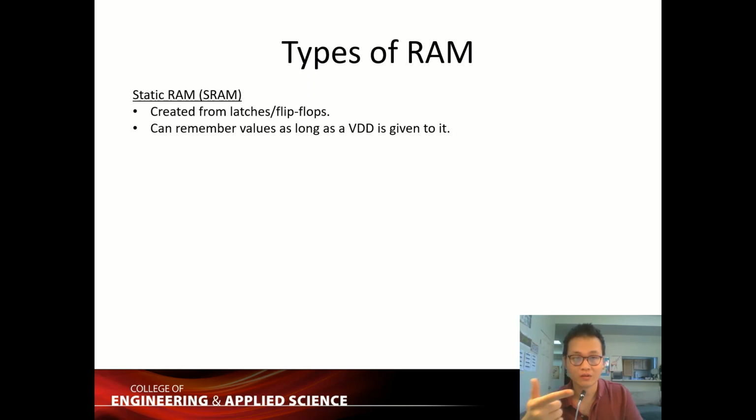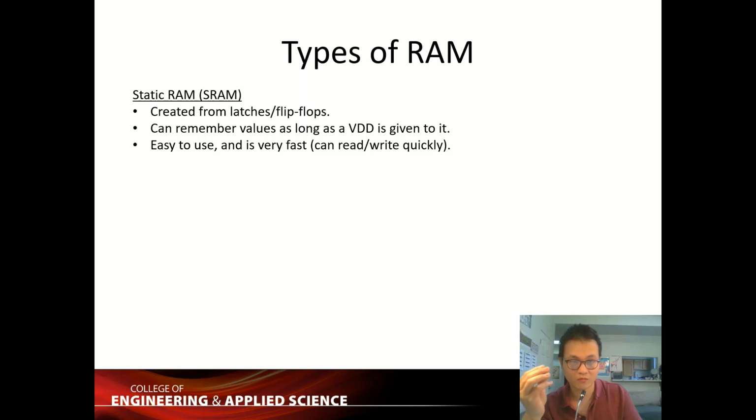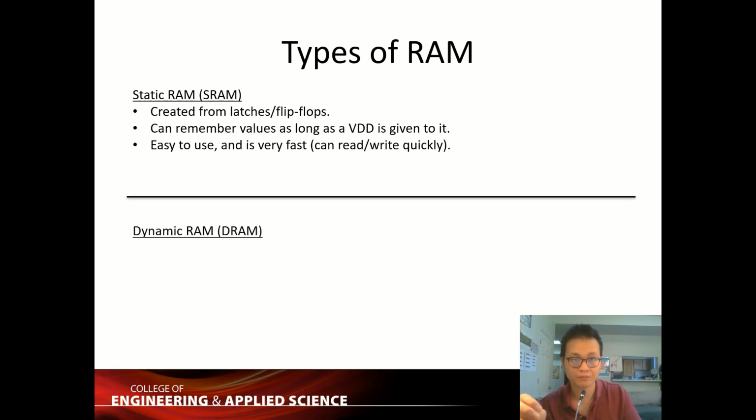So this static RAM can remember a value as long as there's some supply voltage given to it. So VDD, supply voltage. It's very easy to use. It's fast also. So the read and write speed can be very quick. The other type of memory is dynamic RAM.